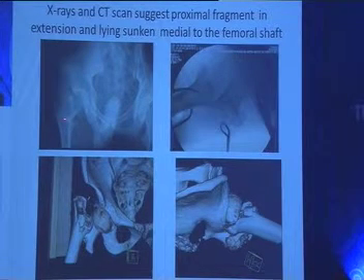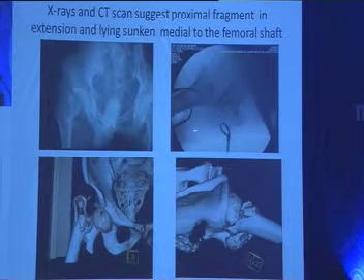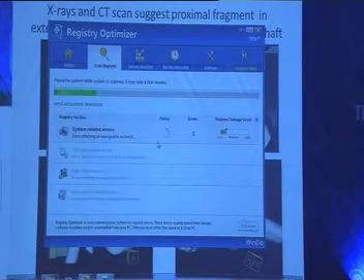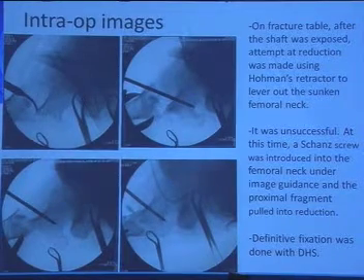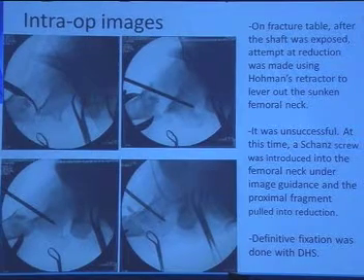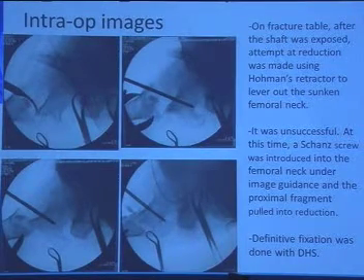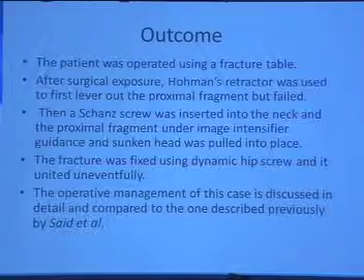Here you can see this fragment, and in this lateral view on table, it's a long spike in the proximal fragment. It is lying to lever out the sunken femoral neck. However, it was unsuccessful. At that time, we introduced the Schanz pin in the neck, and then we levered out the proximal fragment into reduction. And then definitive fixation was done with a dynamic hip screw.